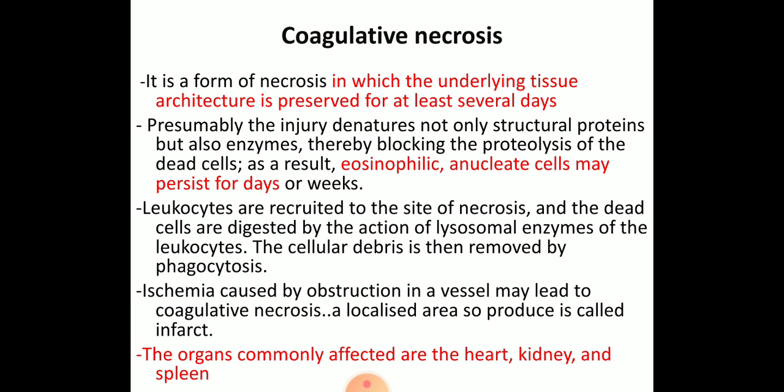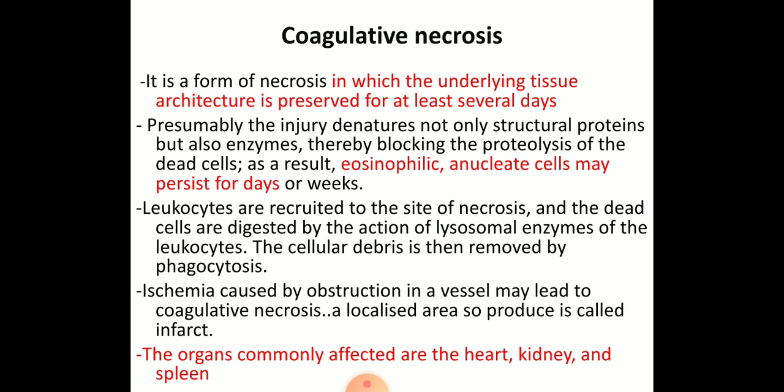As a result, eosinophilic enucleated cells may persist until the leukocytes are recruited to the site of necrosis and the dead cells are digested by the action of the lysosomal enzymes of the leukocytes. The cellular debris is then removed by phagocytosis. How could coagulative necrosis take place?